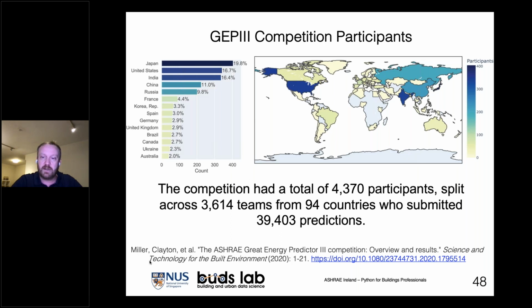It was really a great success in the sense that we got lots of people to look at the context, to give submissions, to create content, and to really create, I think, a really exciting competition. We had over 4,000 participants across 3,600 teams from all over the world. And amongst those teams, there were almost 40,000 total predictions or submissions.